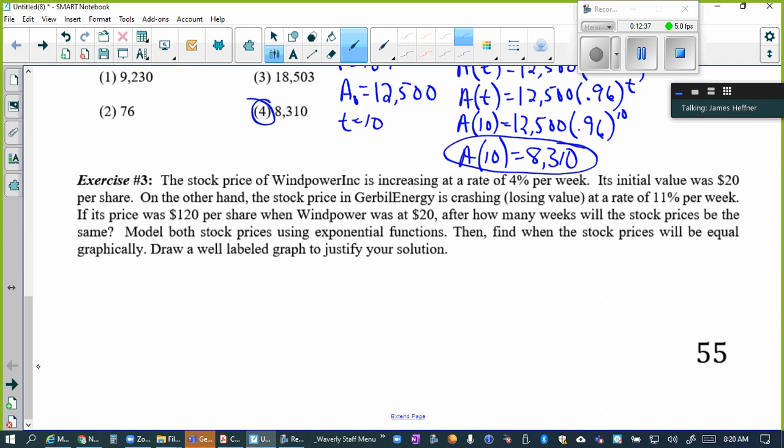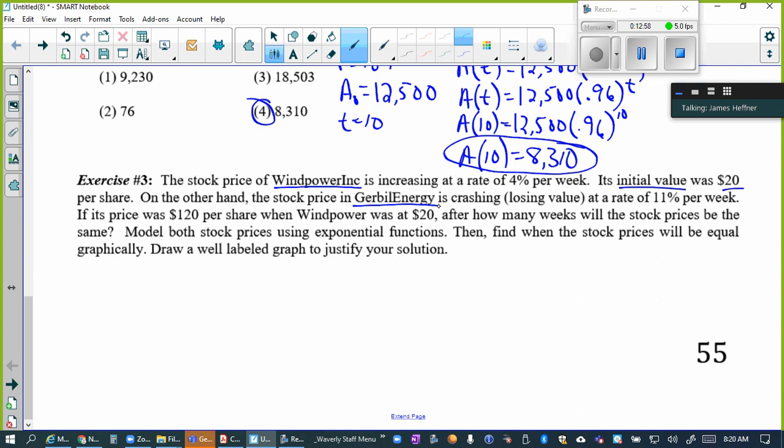Okay? Anyway, so stock price of this Wind Power Inc. increasing at a rate of 4% per week. Its initial value was $20, okay, per share. And now we have another stock, okay? So now we got this company stock, and now we have this, what is it, Gerbil Energy?